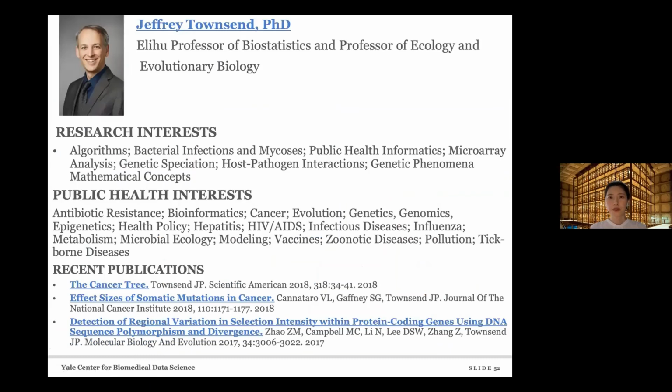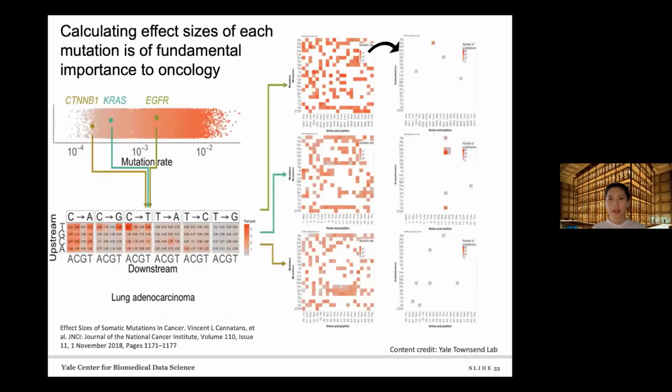And Jeff Thompson, so we're moving a little bit closer to the School of Public Health. He is engaging in the cancer tree project as well. He also published calculated effect sizes of different mutations in cancer. One of the examples he showed was to find the most significant mutation that could be determining the importance of the oncology.